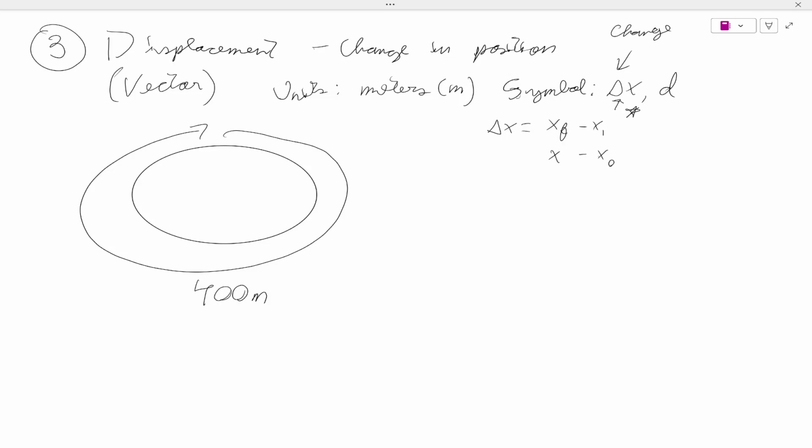But the actual displacement, remember what position was? Position is the location in space relative to something. Okay. So if we relate the position to ourselves, our starting point, right, is 0 meters. This is our starting point.